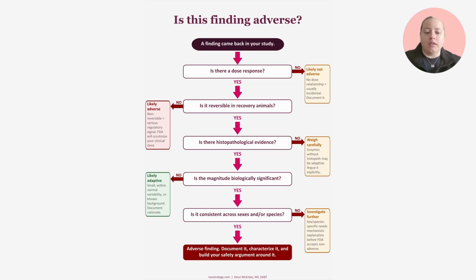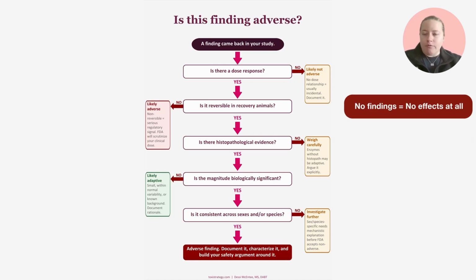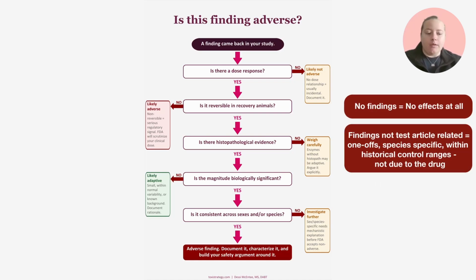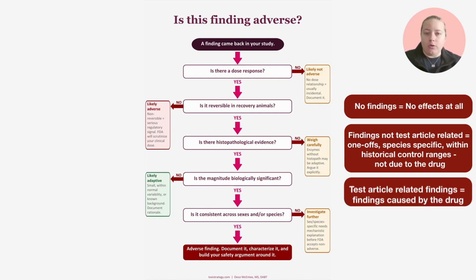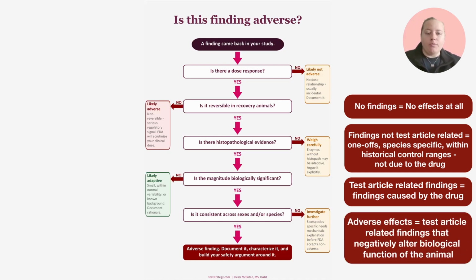Within a tox study, you might have no findings. You might have some findings that aren't test article related. They might be just a smaller incident, or species specific, or animal related. And then we have test article related findings that are directly related to the drug. The drug is causing these effects. And then we have adverse effects, which means that those effects that the drug is causing are adverse enough that it alters essentially the physiology and the biological function of that animal.